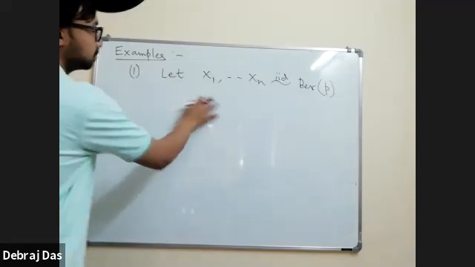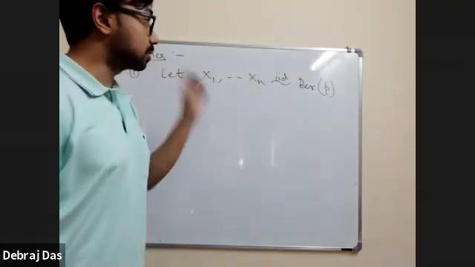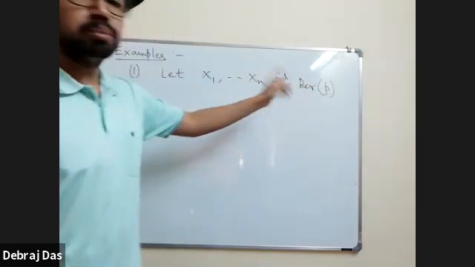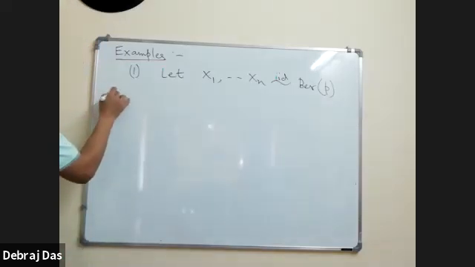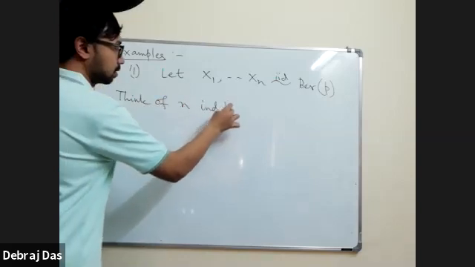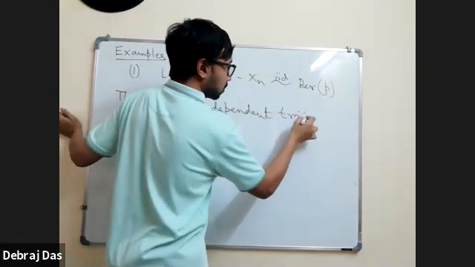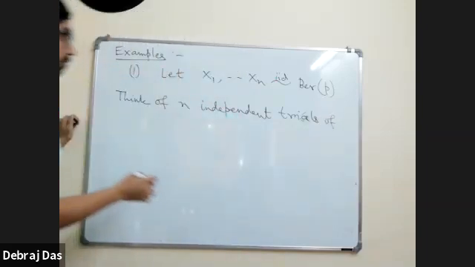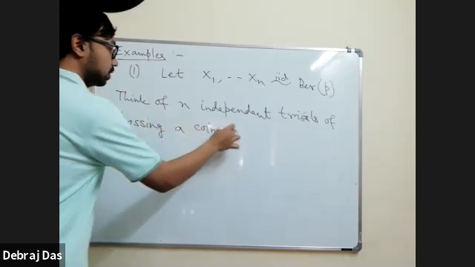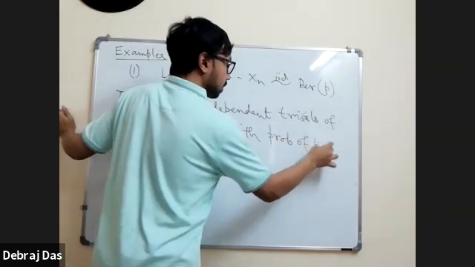Okay, so now there is Bernoulli P. You can simply look at tossing a coin, right? Tossing a coin with probability of head being P. So now think of n independent trials of tossing a coin with probability of head equal to P.